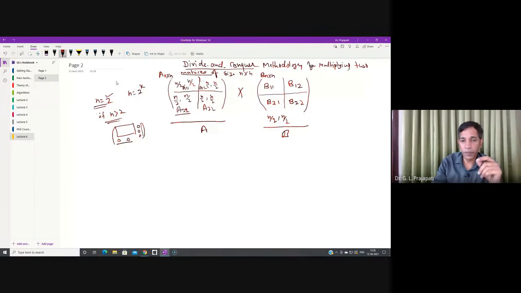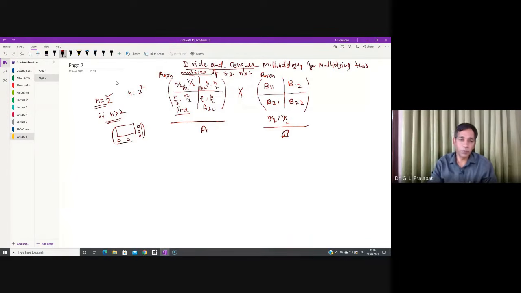And if you want to multiply A and B, then what do you need? You need to multiply these matrices, just like we have seen for the 2 by 2 matrix, A11 multiplied by B11, like this. But instead of A11 being an element, it is a matrix of size n by 2, n by 2, and instead of B11 as an element, it is a matrix of size n by 2, n by 2. So how many matrix multiplications do you require?